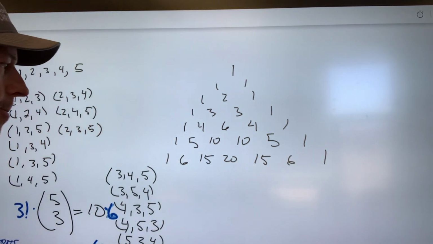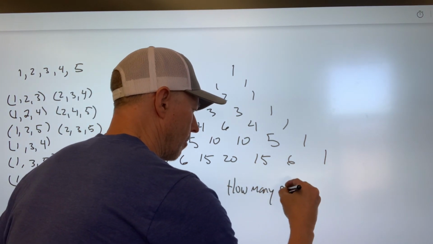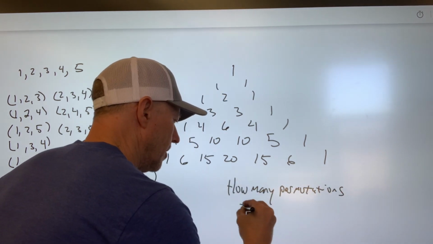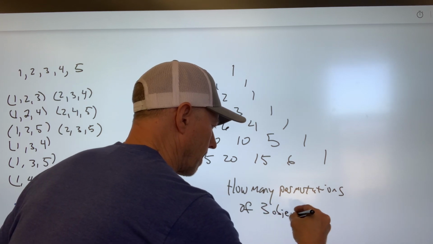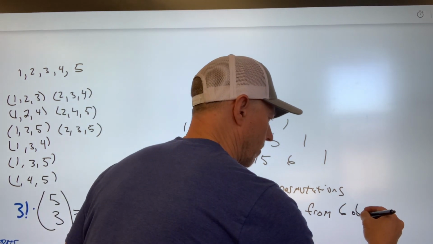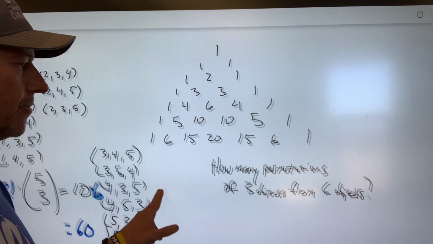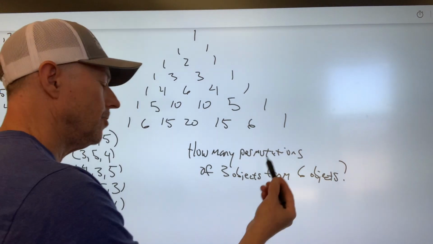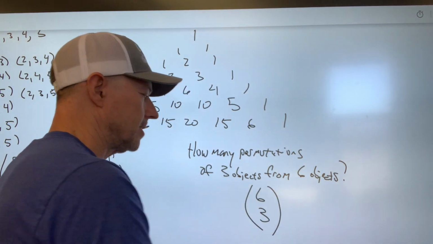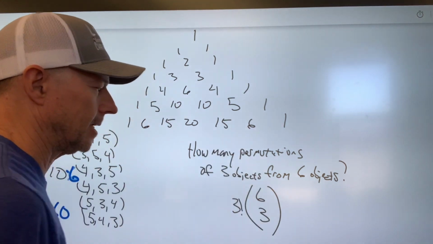And we want to know how many arrangements, how many permutations of 3 objects from a set of 6 objects. That's the question. How many permutations of 3 objects from a set of 6 objects? Well, you first get the number of selections. So there's 6 objects, we want to choose 3, and that's the number of selections. But then you multiply by 3 factorial. And that's how you do that.